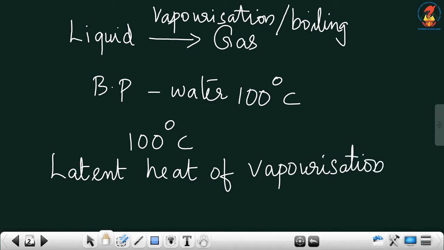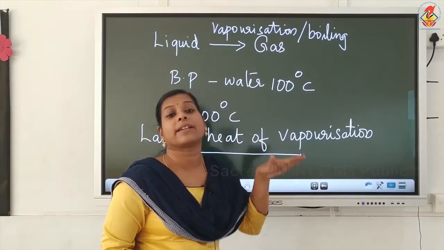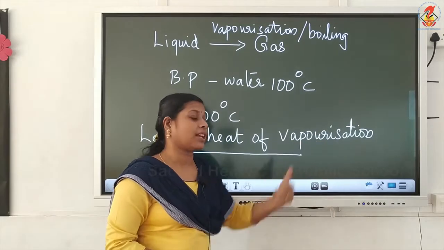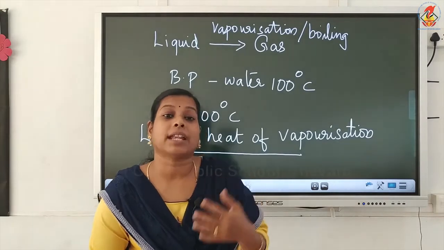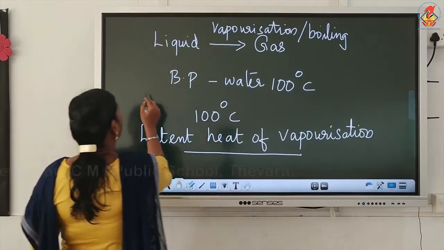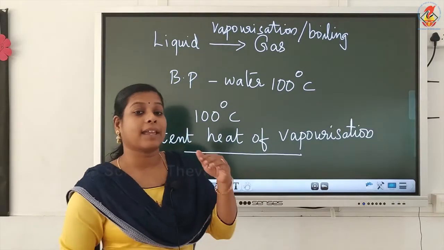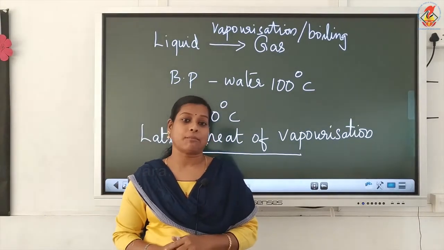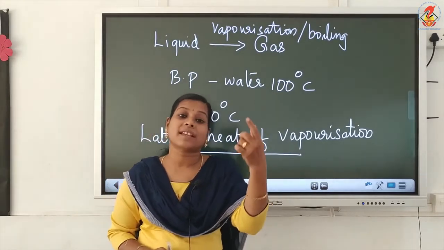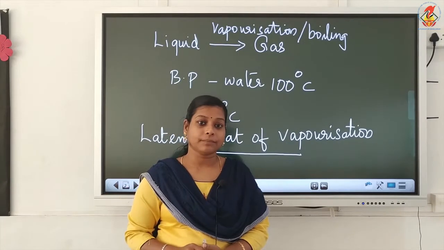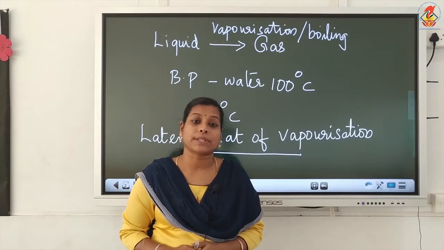That hidden heat energy is known as latent heat of vaporization. That hidden energy is known as latent heat, and if the conversion is liquid to gas, then that is specially known as latent heat of vaporization. Okay, and we can define boiling point also here. How can we define the boiling point? Just like how we define the melting point. Boiling point is the temperature at which a liquid changes into gas at its normal atmospheric pressure.